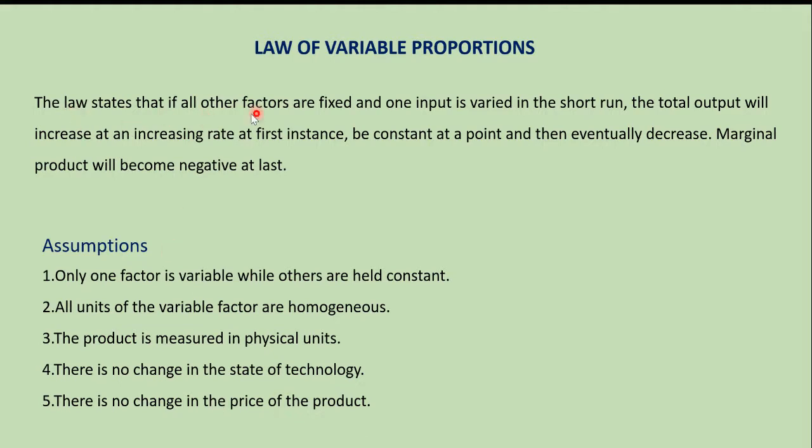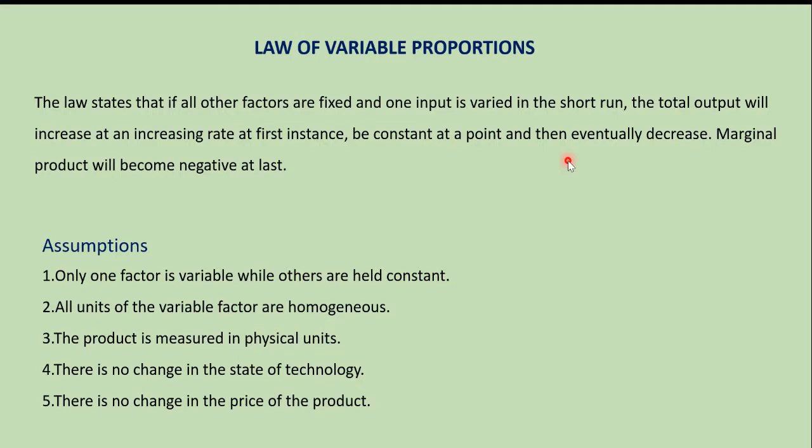The law states that if all factors are fixed and one input is varied in the short run, as already mentioned, this is a short run, so you have fixed and varied factors of production. So the law states that if all factors are fixed and one input is varied, the total output will increase at an increasing rate at first instance, be constant at a point, and then eventually decrease. So here one input is varied, and all the other factors are fixed.